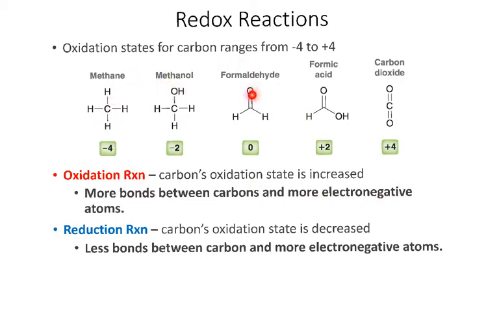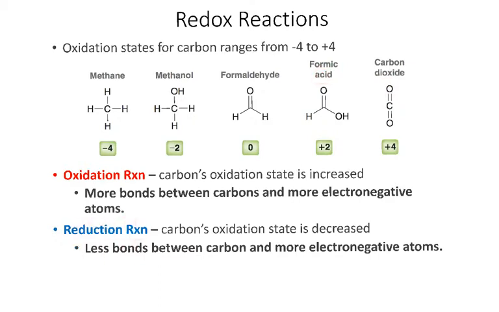Now I have 2 bonds to oxygen. That's another oxidation. Now I have 3 bonds to oxygen. That's another oxidation. Now I have 4 bonds to oxygen. That's another oxidation. When I go from carbon dioxide to formic acid, I go from 4 bonds to oxygen to 3 bonds to oxygen, so I have fewer bonds between carbon and a more electronegative atom. So going from carbon dioxide to formic acid would be a reduction.